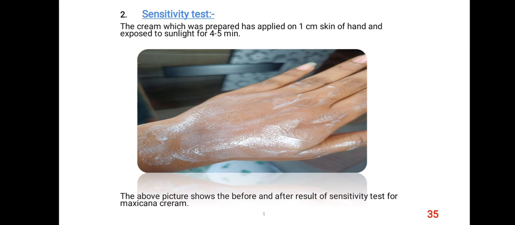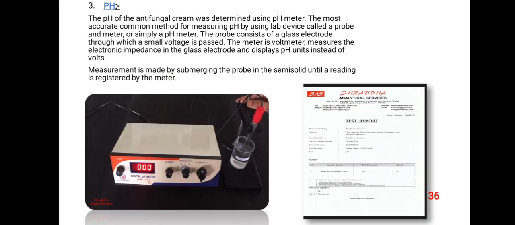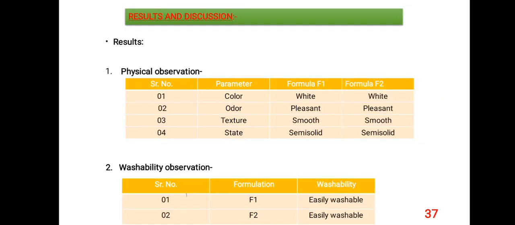Then we did a sensitivity test. The cream which was prepared was applied on 1 centimeter of skin of the hand and exposed to sunlight for 4 to 5 minutes. The above picture shows the before and after results of the sensitivity test of Mexicana cream. Then we did the pH test. The pH of the antifungal cream was determined using a pH meter, the most accurate common method for measuring pH, using a lab device with a probe and meter. Measurement is made by submerging the probe in the semi-solid until the reading is registered by the meter.